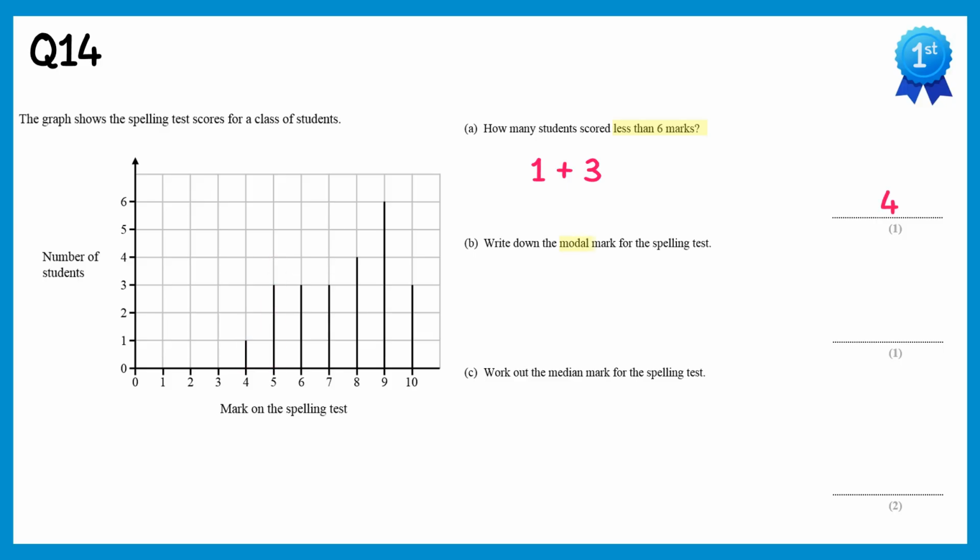For part B, we need to find the modal mark. The mode is the one with the highest frequency. If you look at the graph, you can see the line with the highest frequency is this one. That means 9 is the modal mark.